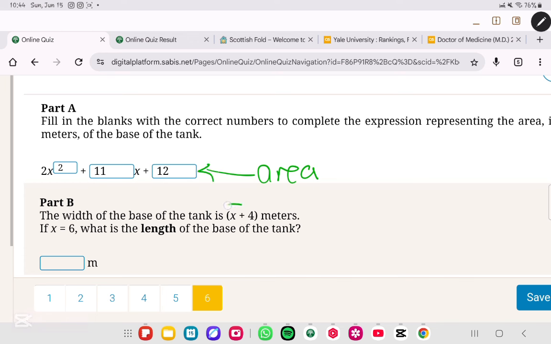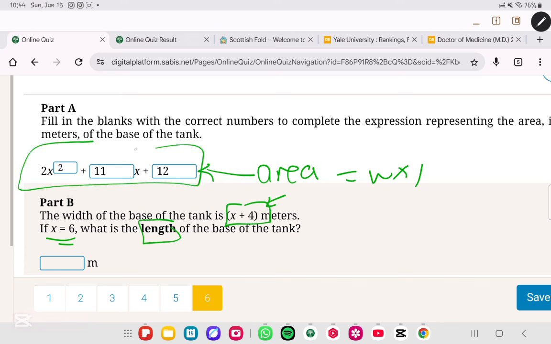They told us the width of the base of the tank is x plus 4 meters. If x is equal to 6, what is the length of the base? If we are given the width, we need to find the length. We know that area is equal to width times length. So very simply, we will divide the area by the width in order to find the length. So the area, 2x squared plus 11x plus 12. Remember, we're going to do synthetic division, so let me just erase this. You're going to make this equal to 0, so x is equal to minus 4.